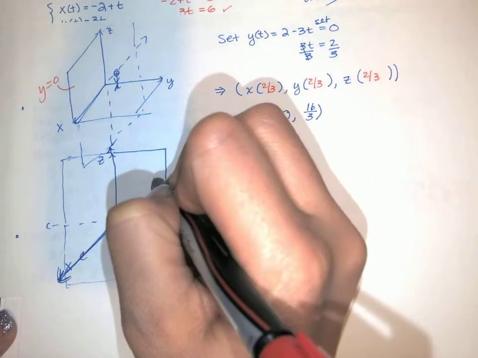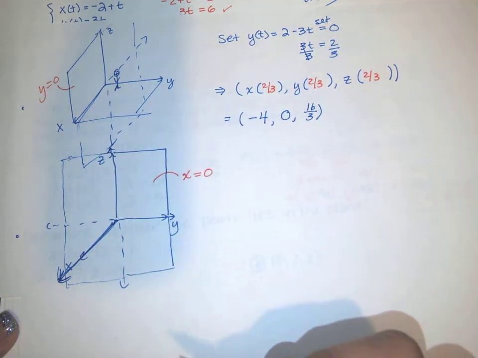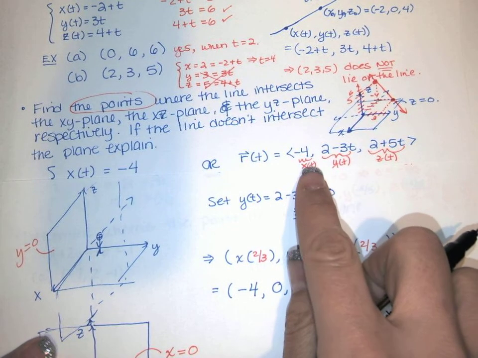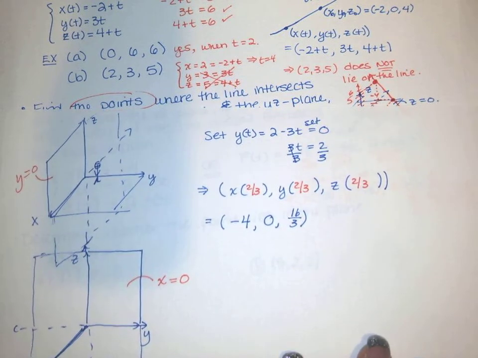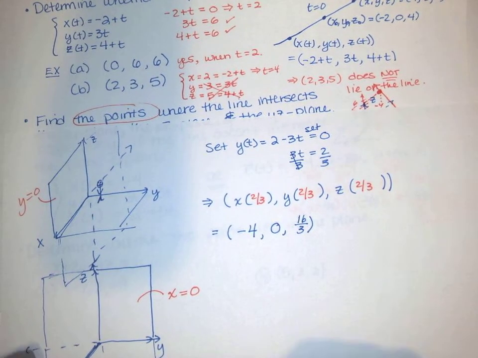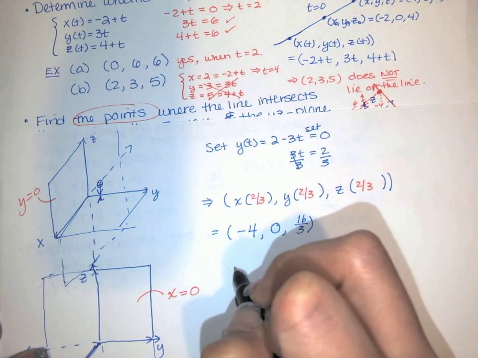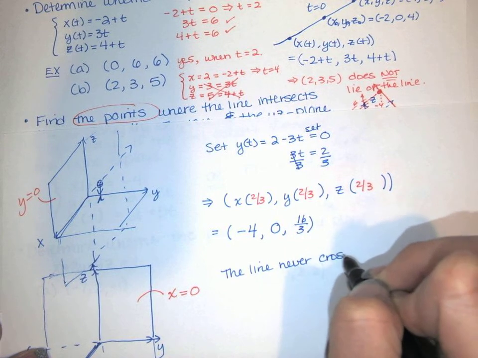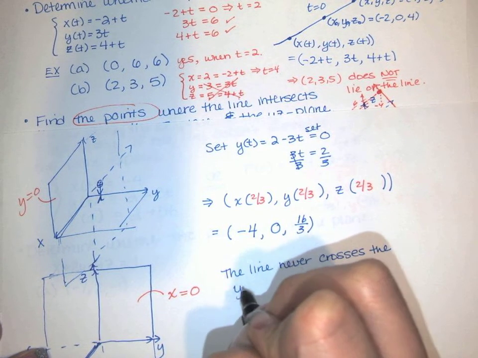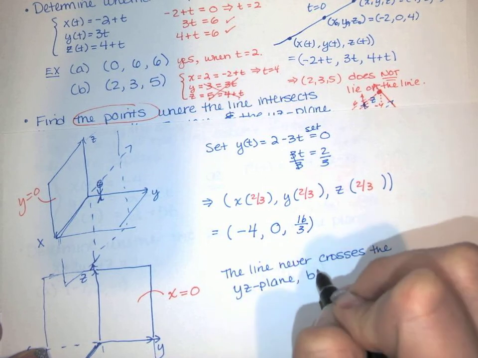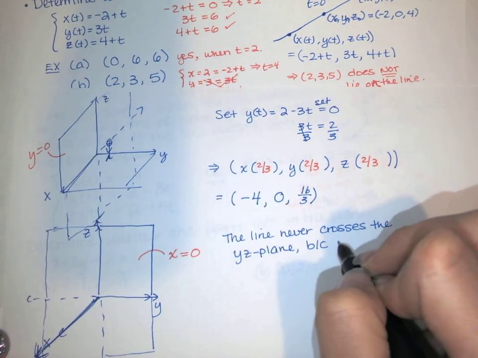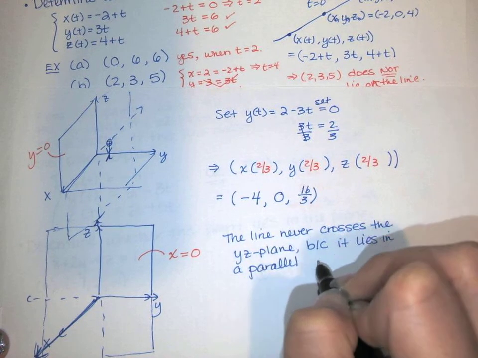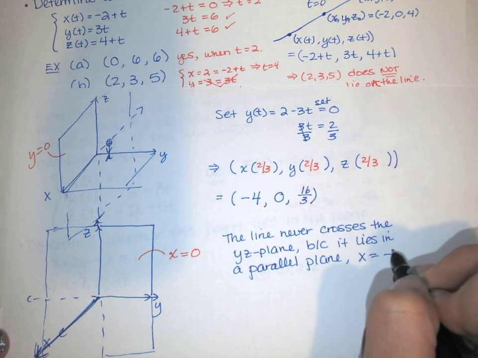Remember the equation of the YZ plane is x equals 0. Is x ever equal to 0 on this line? No, it's not. X is always equal to -4. So it turns out our line never crosses the YZ plane, because it lies in a parallel plane. And that plane is x equals -4.